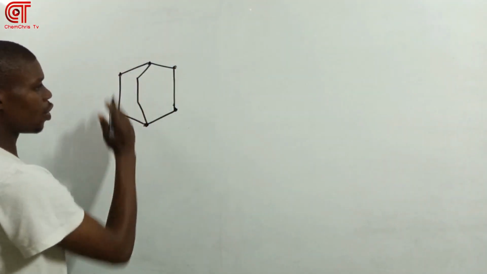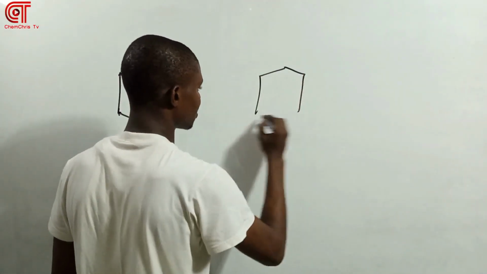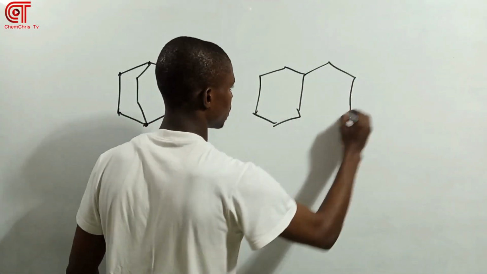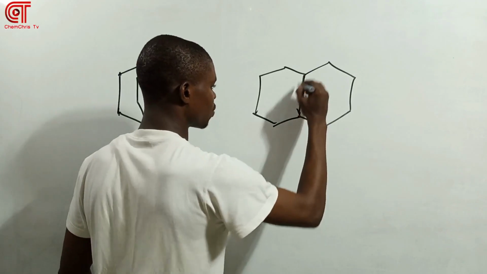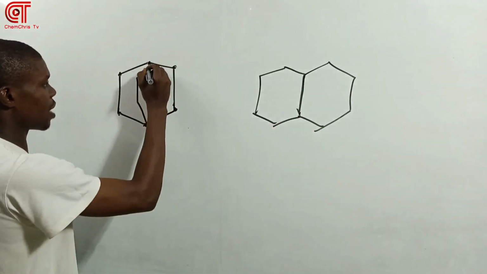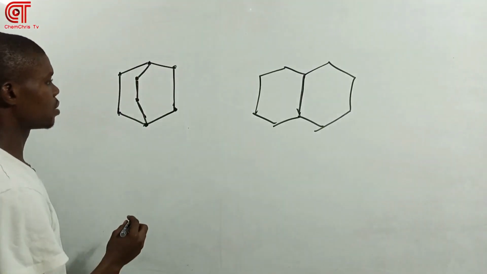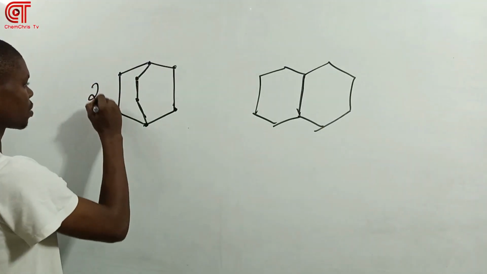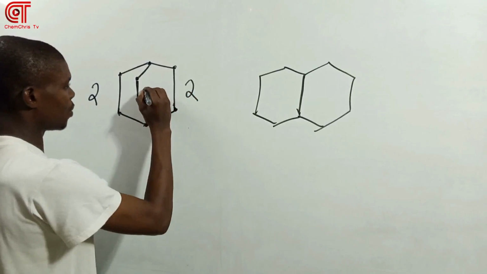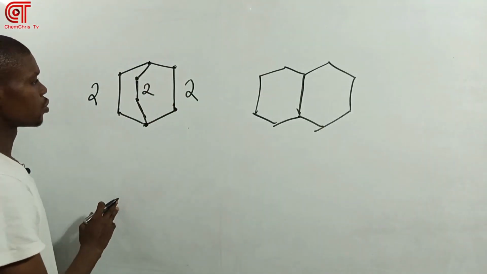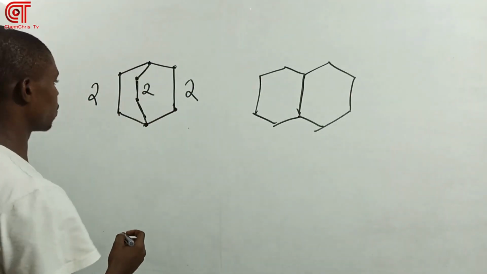Now the middle one. Here it's not just straight. You have 2 points here. So here we have 2 carbons. So this side we have 2, this side we have 2, and this side we have 2. So what would be the total name?